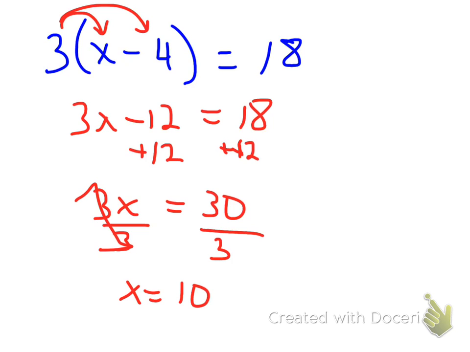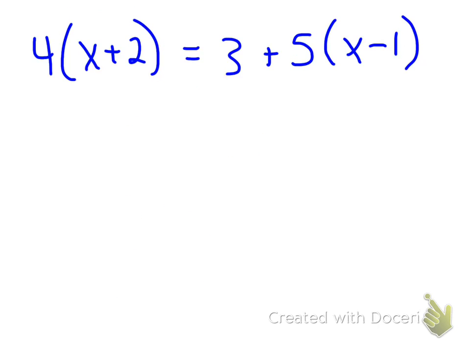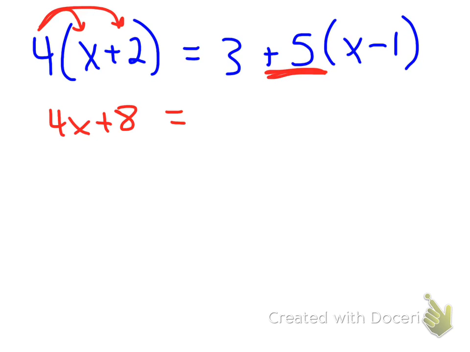Looking at a slightly more complex problem, we have this one here. We now have parentheses on both sides. When I look at this part and I want to get rid of the parentheses here, I'm going to distribute and get 4x plus 8 equals. Now on the right side of the equals, I need to make sure I know what I'm distributing. And in this case, I'm distributing a positive 5.